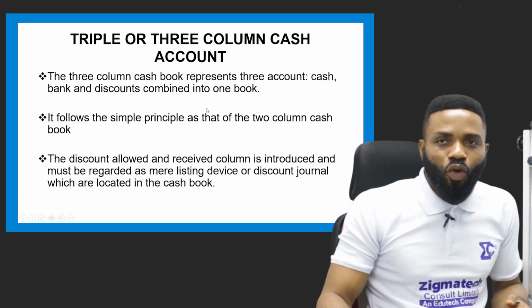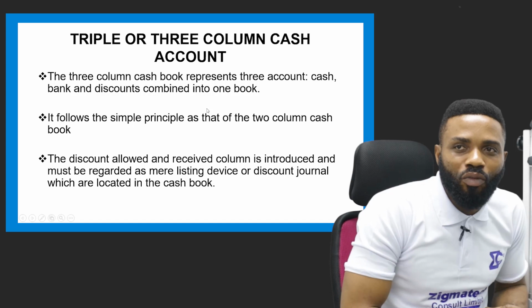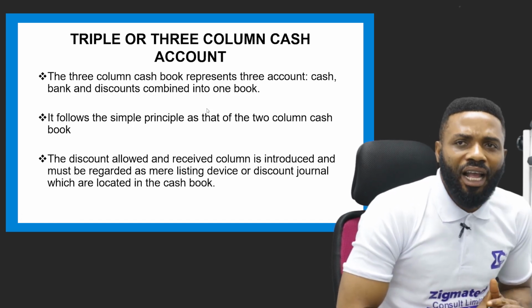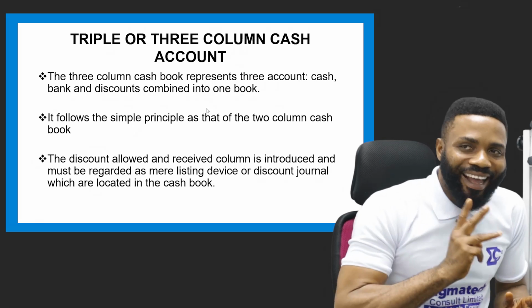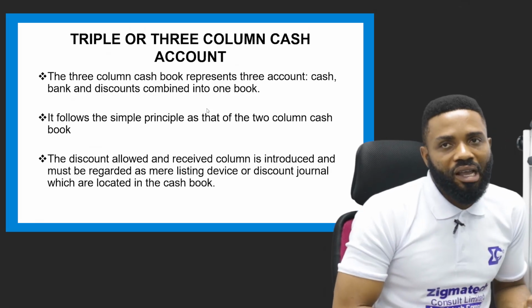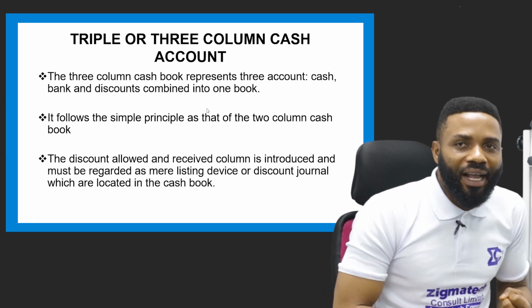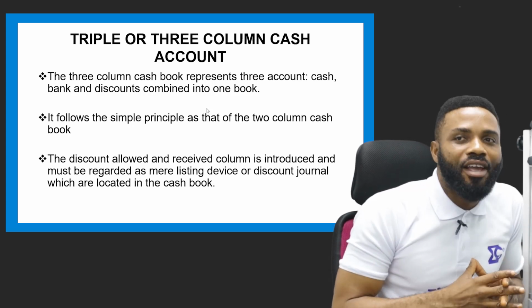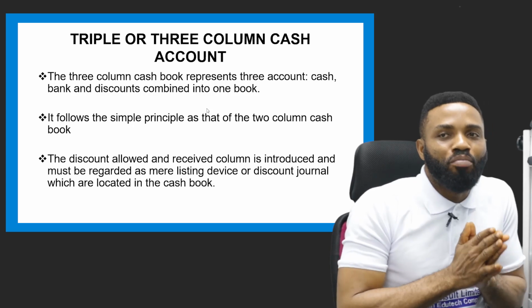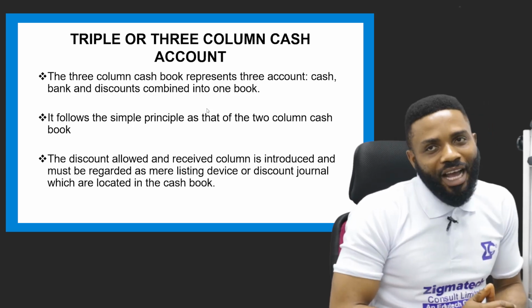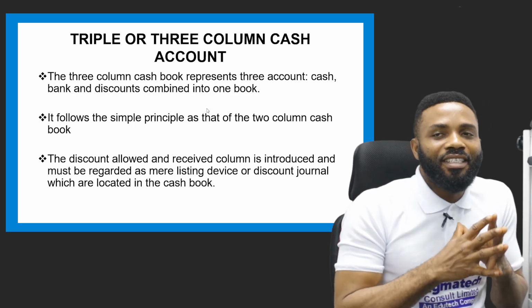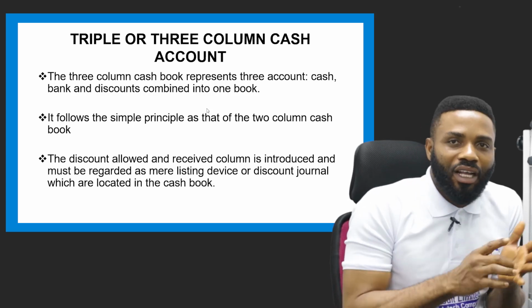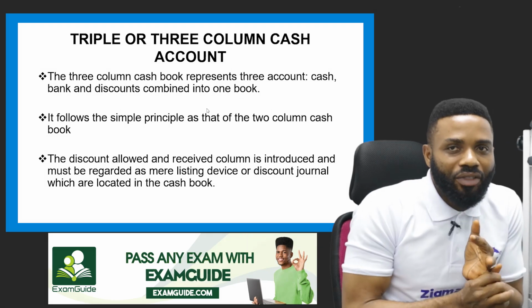Now let's look at what triple or three-column cash book is all about. Now, three-column cash account represents three accounts: cash account, bank account, and discount account combined together into one book. What did I say? I said it is centered on what? Three accounts: cash account, bank account, and discount account.